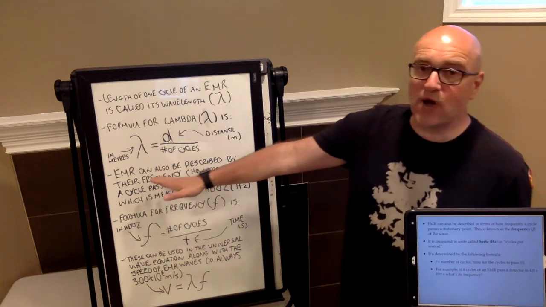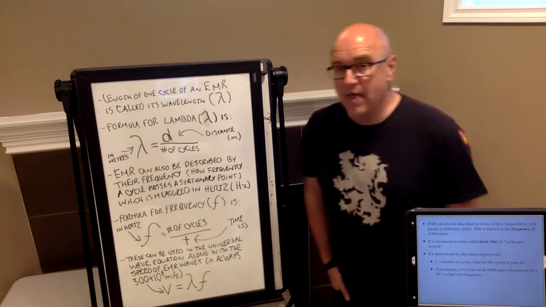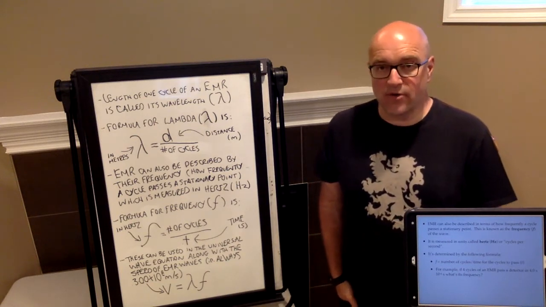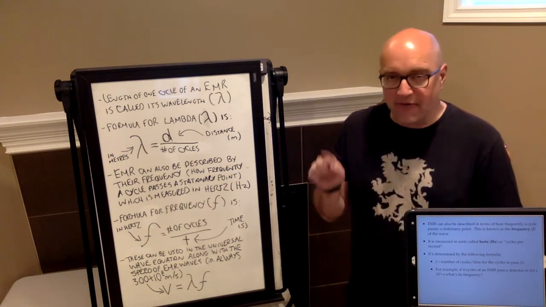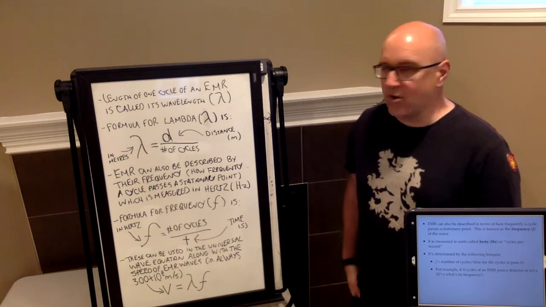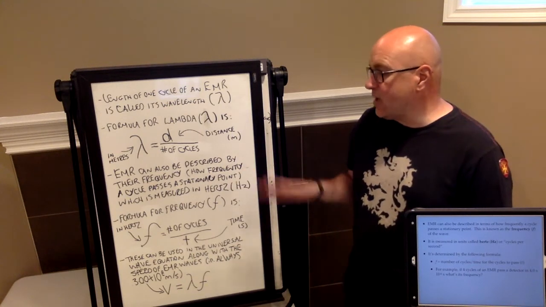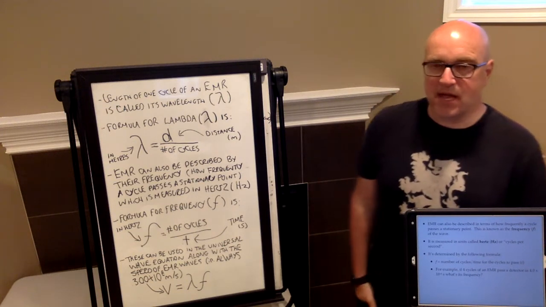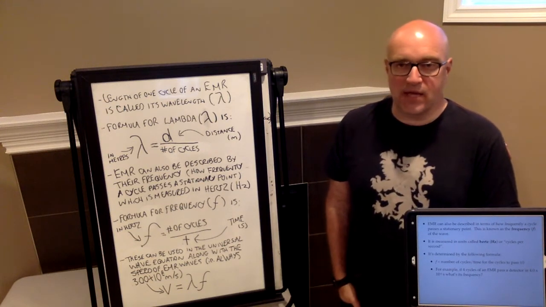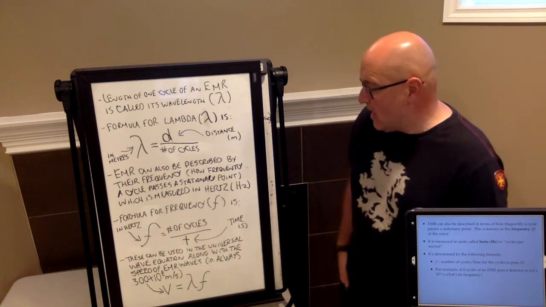Okay, so we can also describe EMR not just by their wavelength, but by their frequency. The frequency is measured in a unit called hertz, and it is represented by the letter f. So a little f would represent frequency in an equation. What is frequency? A frequency of a wave is how frequently a cycle passes by a stationary object. How frequently do we see these cycles passing an object that isn't moving? That would be the frequency.